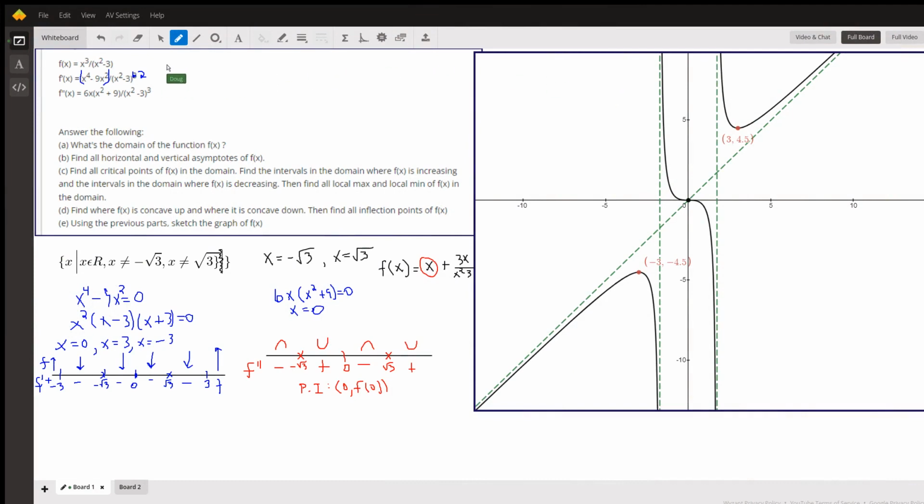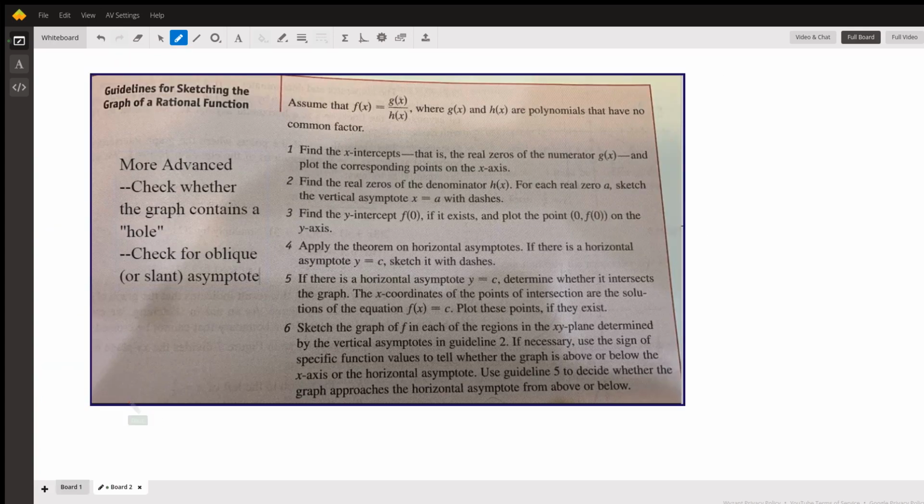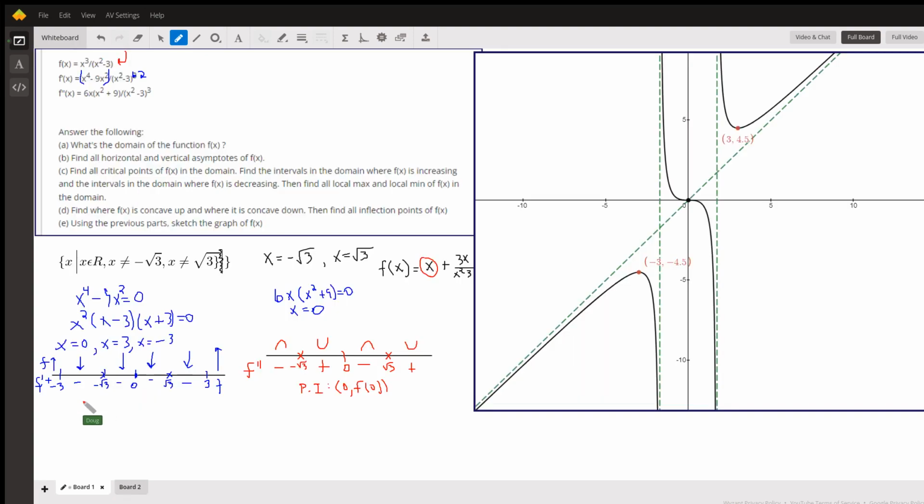Okay, you're asked some questions about this function right here. It's called a rational function, x cubed over the quantity x squared minus 3. As far as graphing that rational function, here's some guidelines that you might have learned in pre-calculus before you learned how to find derivatives. So you might want to pause the video and take some notes here. But we're just going to do the calculus part.